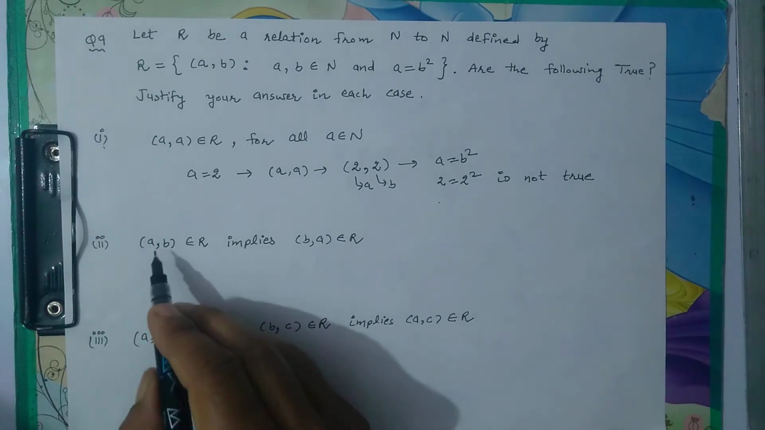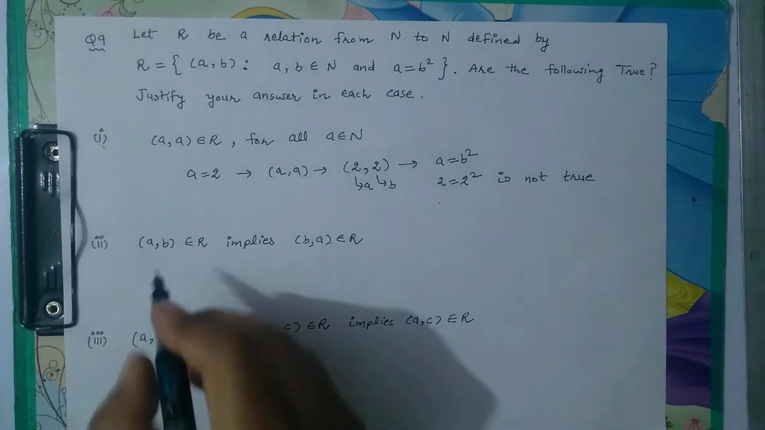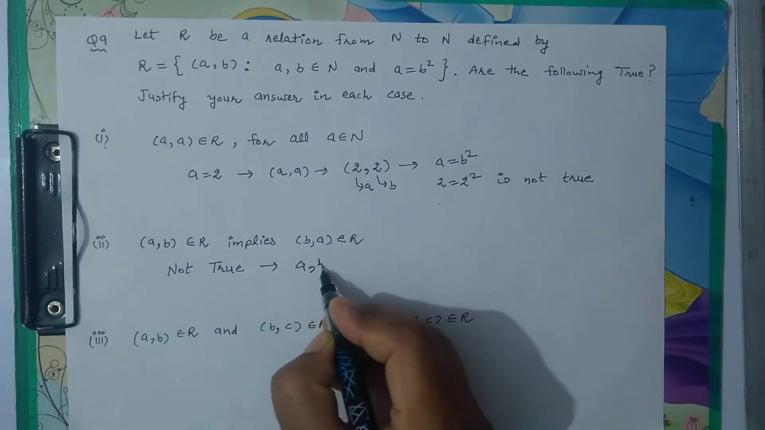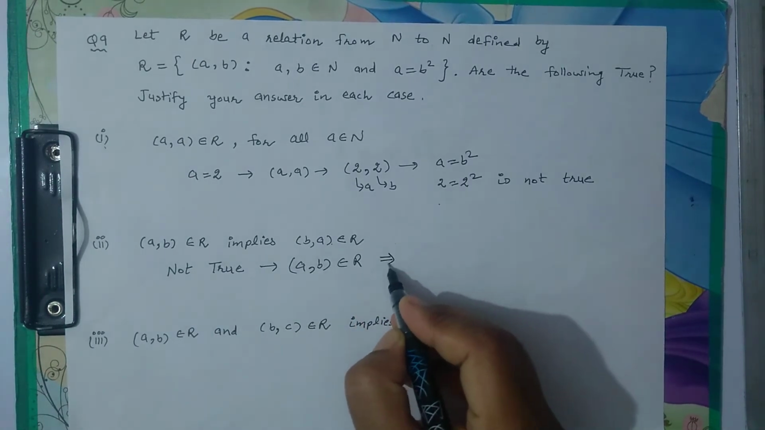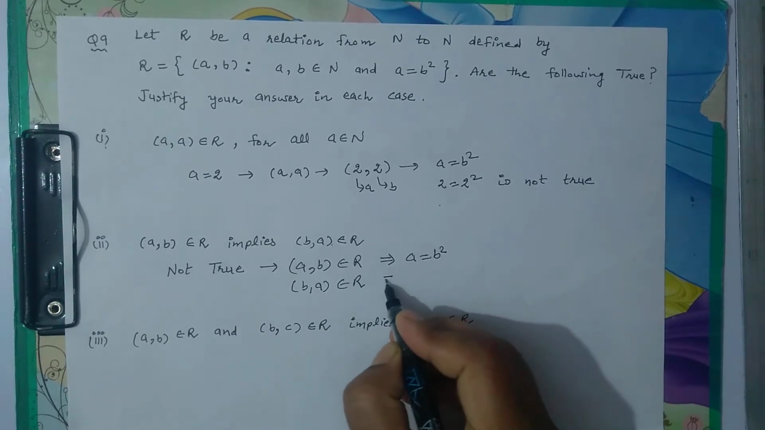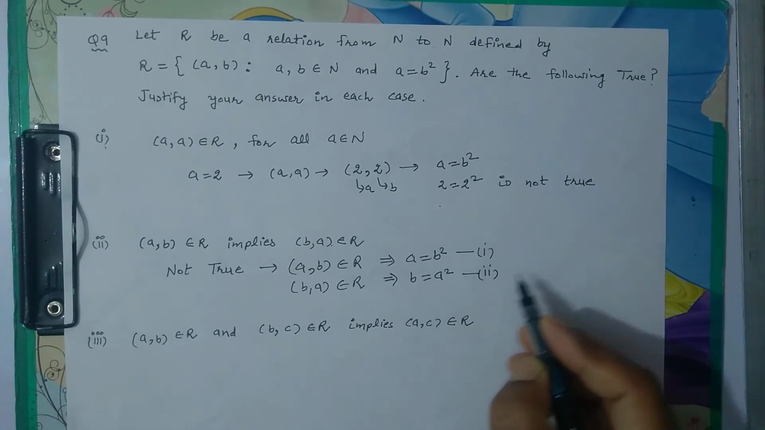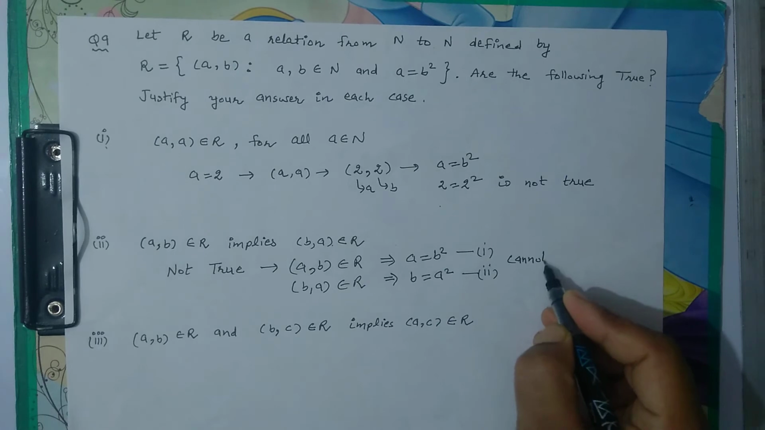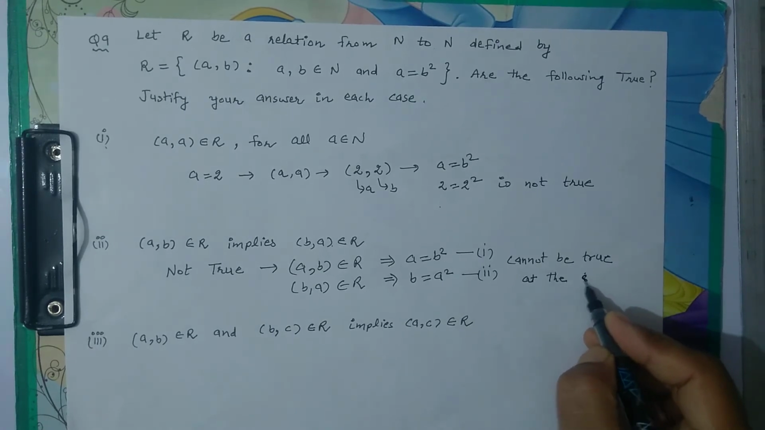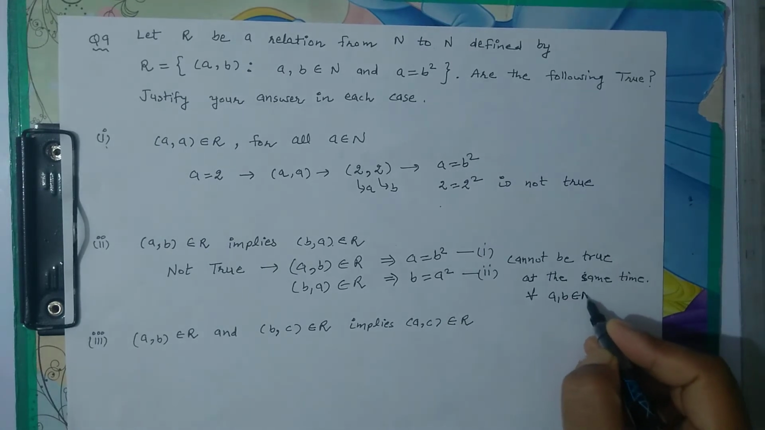Now taking statement number 2: (a, b) belongs to R implies (b, a) also belongs to R. This is also not true, because (a, b) belongs to R implies a = b², and (b, a) belongs to R implies b = a². So case 1 and case 2 cannot be true at the same time for all (a, b) belonging to N.